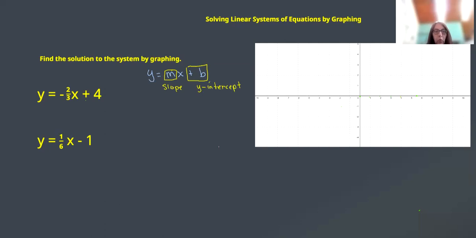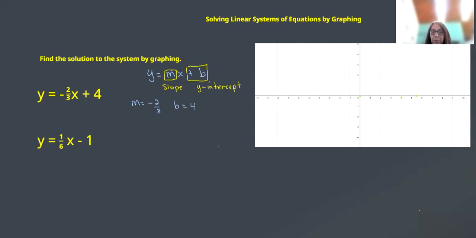So let's start with the first one: y equals negative 2/3 x plus 4. When I look at this equation, my slope, the coefficient for the x, or the number in front of the x, is negative 2/3. And b is positive 4. Now, I want you to think about what this line is going to look like when you graph it. The slope is negative, so your line has to be going down. The y-intercept is 4, so the line has to cross the y-axis at 4. So now that you have an idea of what it looks like, we'll graph it.